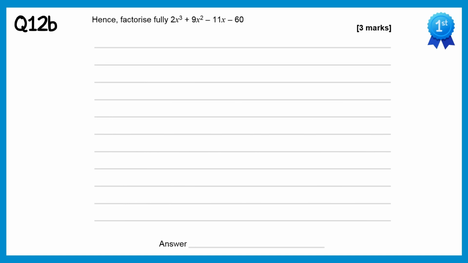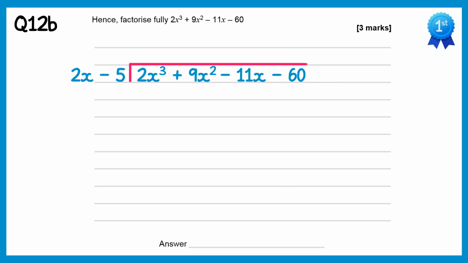Now to fully factorise this, we need to divide the polynomial by the factor 2x minus 5. So we'll write 2x minus 5, and then the polynomial. We first consider what we times our factor by to get 2x cubed. Since we have 2x, the answer would be x squared.